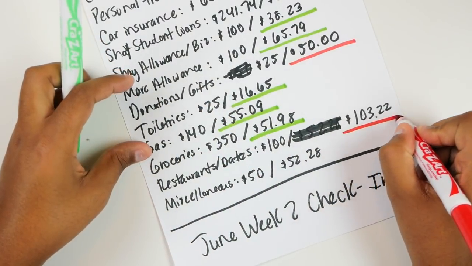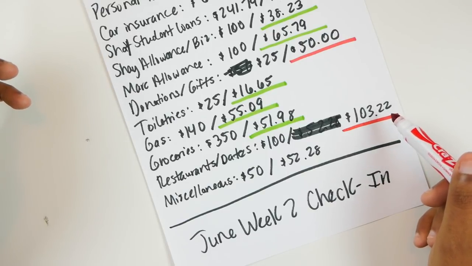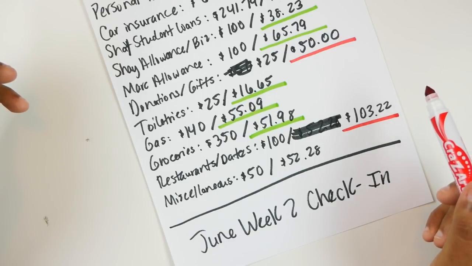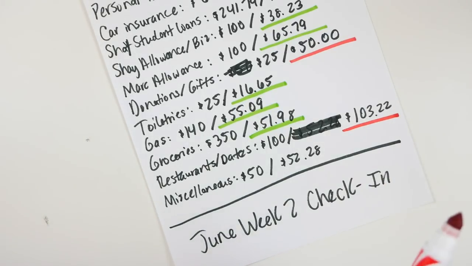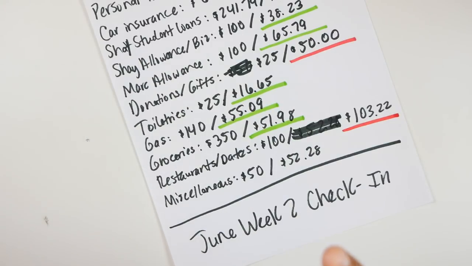$103.22. So as for this one, I'm actually kind of surprised that that's high, but we went to one fancy restaurant and we spent like $45, and I'm a good tipper, so that pretty much takes up the majority. I guess I should mention that I think I'm a really good tipper.